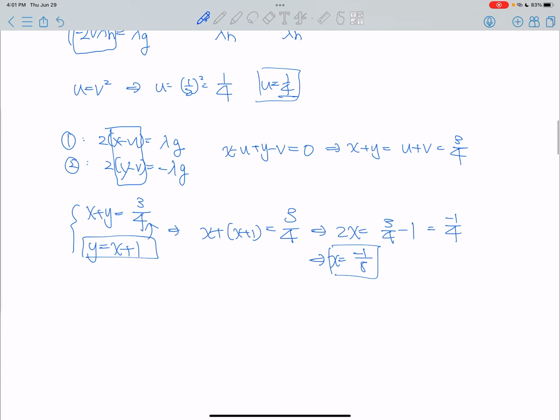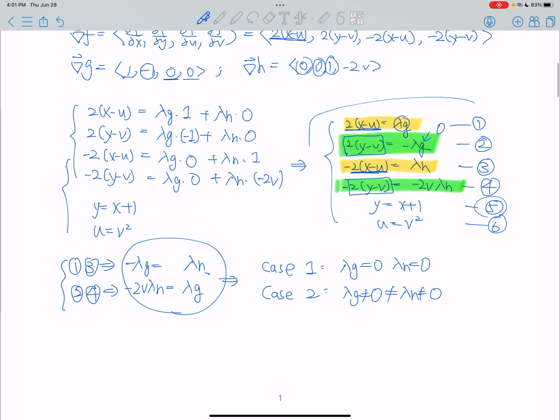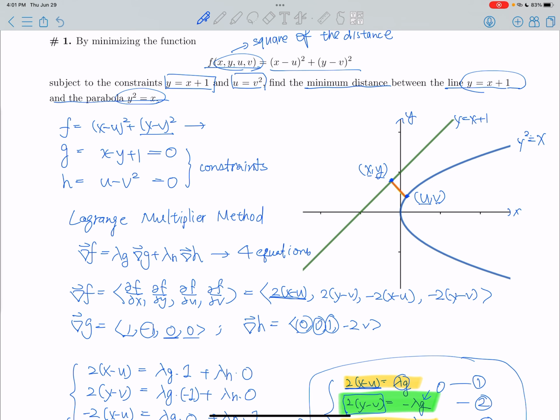This is x. And for y, y equals x plus 1. So y equals negative 1/8 plus 1, which is 7/8. So this is the solution. And obviously, we have seen that these are the only solutions to this set of equations. And according to the graph, we see that there is a distinct minimum point, a minimum distance here. So the minimum case must be this.